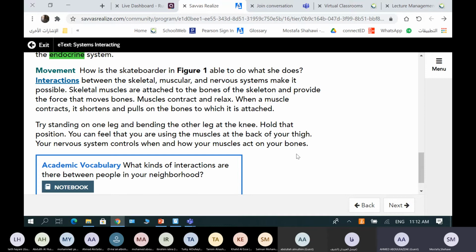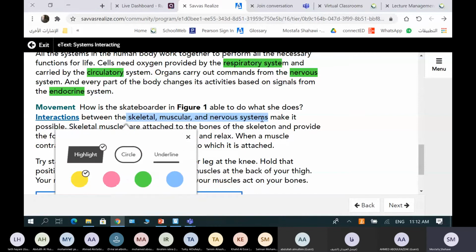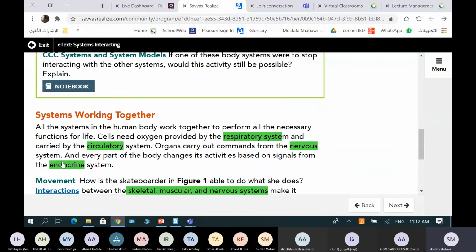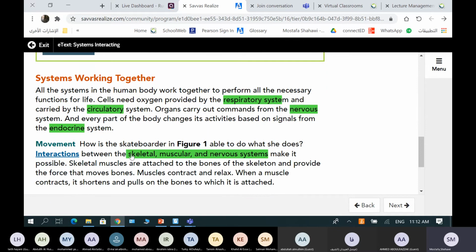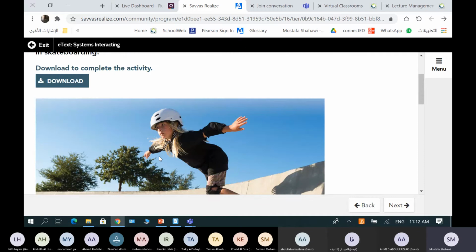So in this one, he's saying that the main three systems in this movement in figure one are the skeletal system, muscular system, and nervous system. Not only this, but all systems actually work together to perform. The endocrine system is involved because it sends hormones to make all this work. The circulatory system is involved, the respiratory system to provide oxygen, and the nervous system that controls all of this. So all of the systems are involved in this movement. What we want to say from this is that all body systems are involved to perform a single function.